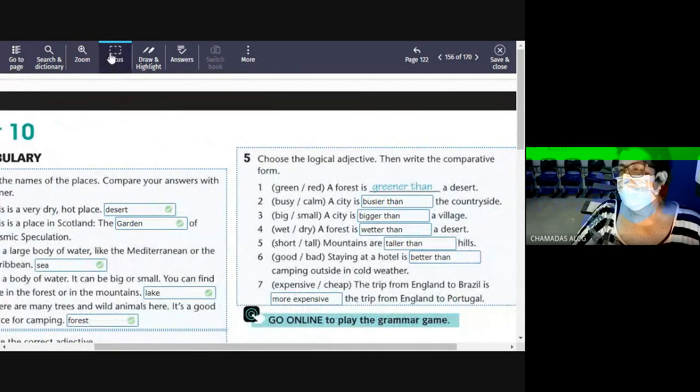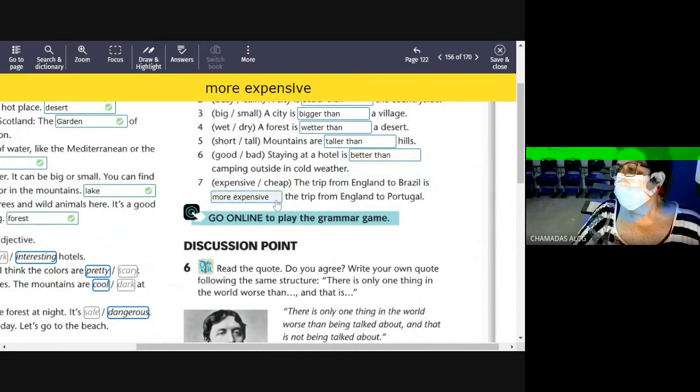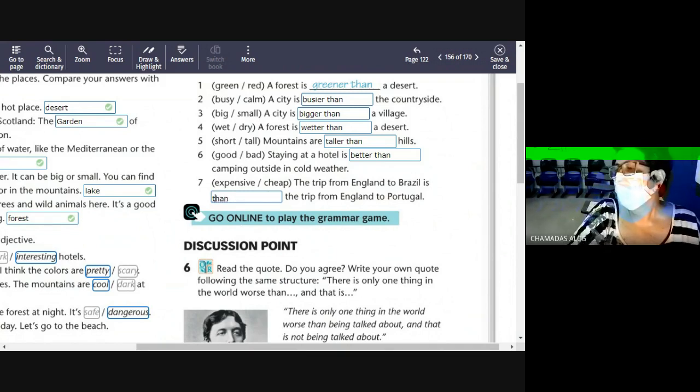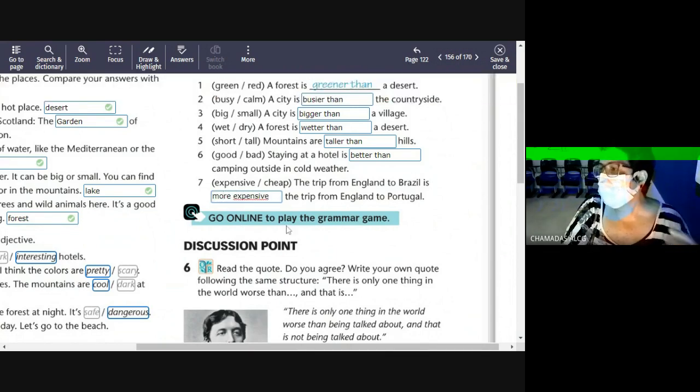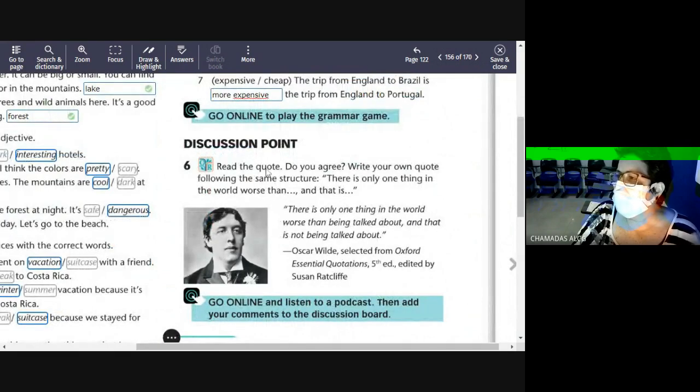So let's go here. Here we have to include the word than, okay? Don't forget. All right, guys. So closing that part, there is a final point here, which is always a quotation they bring. They ask, do you agree? Write your own quote following the same structure.